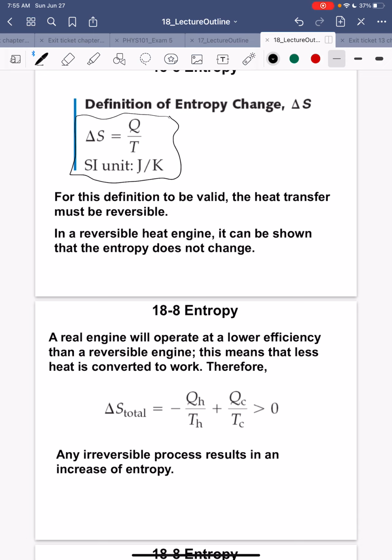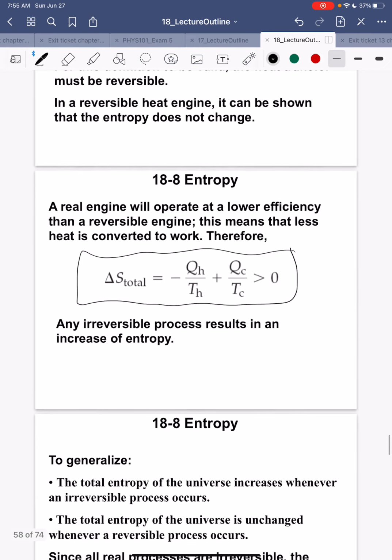Now, a real engine will operate at a lower efficiency than a reversible engine, and this means that less heat is converted into work, and therefore delta S total is going to be minus Q hot over T hot plus Q C over T C. Any irreversible process results in an increase in entropy. This is important.